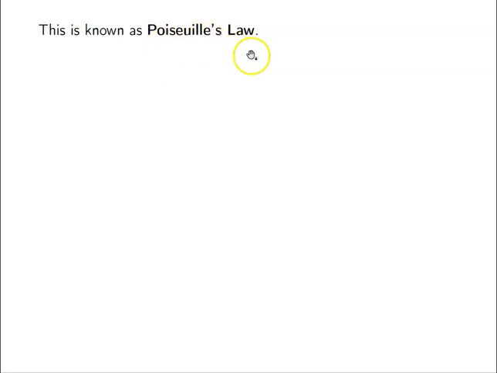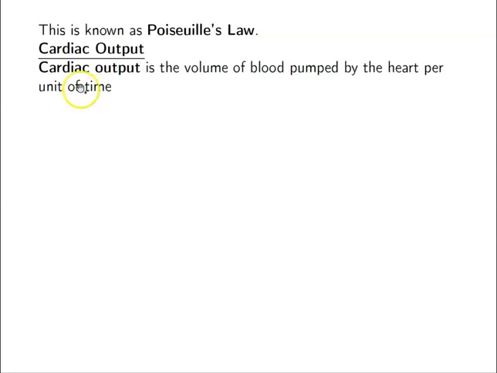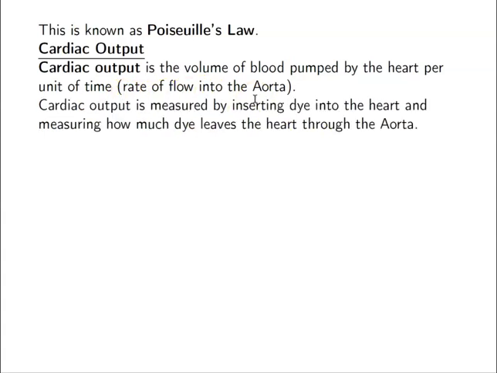Poiseuille's, I'm probably saying this really wrong. Poiseuille's law. Anyways, cardiac output is related to this. Cardiac output is the volume of blood that's being pumped by the heart per unit of time. So per second, per minute, whatever you want to use. Typically, we go by how many beats per minute. So it's the rate of flow into the aorta.